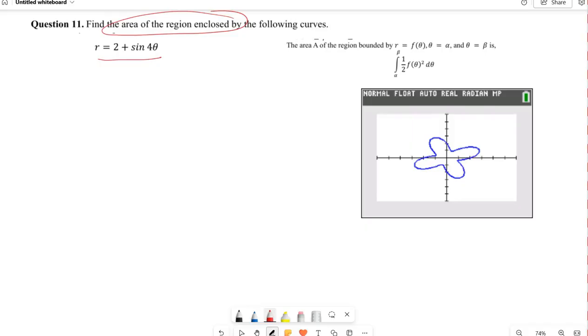Now, this is the graph. This is a pretty looking graph. It goes from 0 to pi, all the way back to 2 pi, right? Full circle.